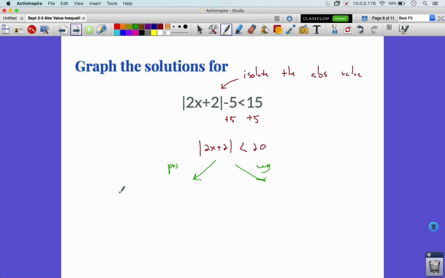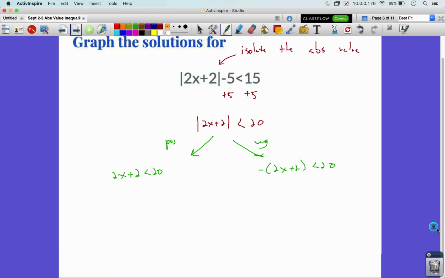In the positive case, we drop the brackets. 2x plus 2 is less than 20. In the negative case, it comes in negative parentheses. Solve them separately. So -2 minus 2, divide by 2, divide by 2. x is less than 9.